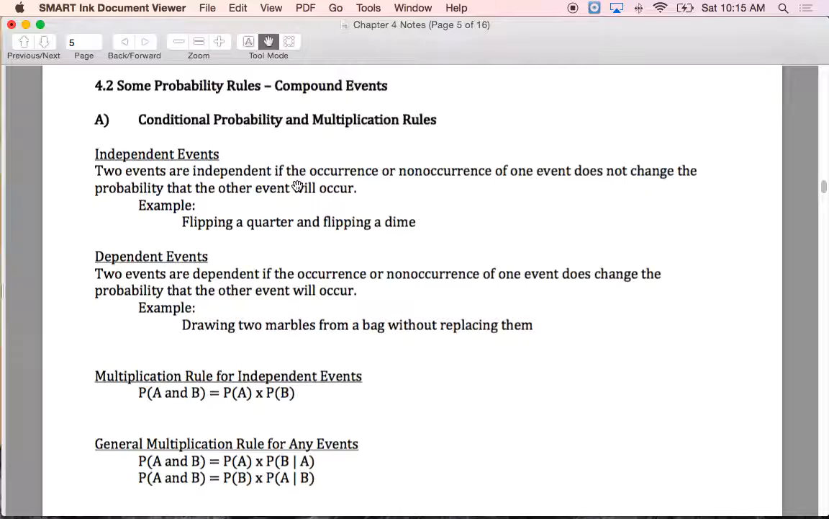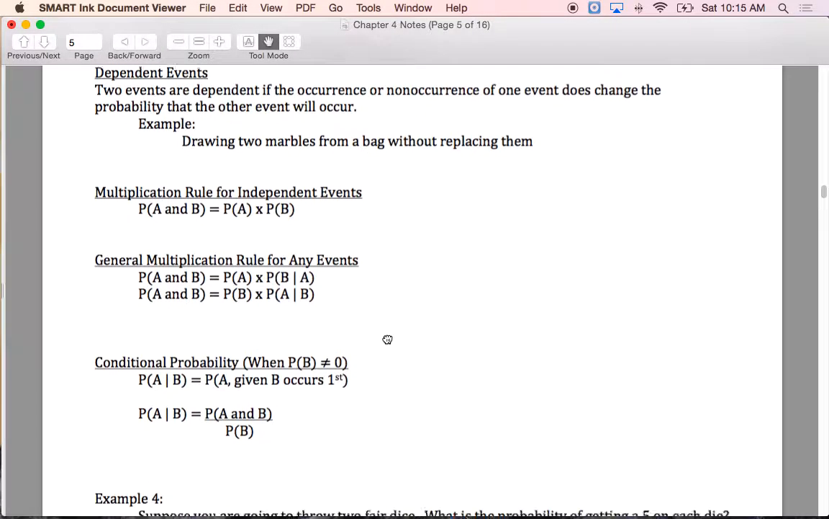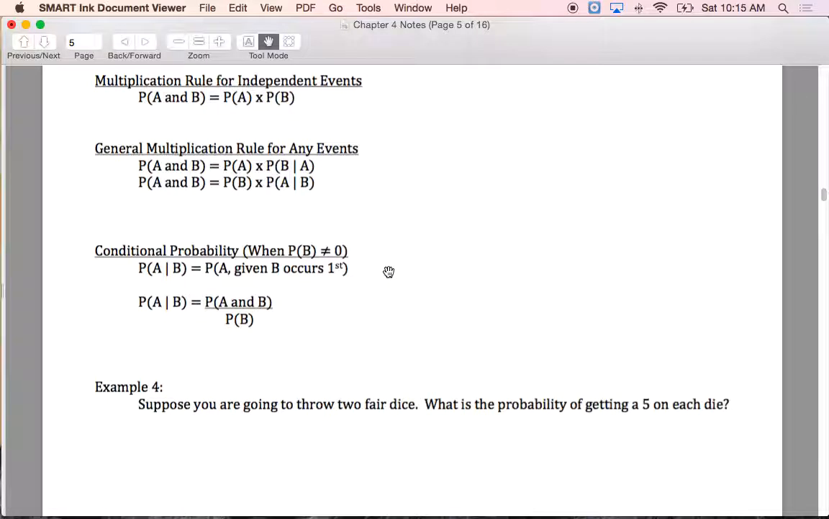Now we've got multiplication rules. We go through these. If you know that two groups are independent, you're just going to multiply their two probabilities. If you don't know the two groups are independent, we have to multiply still, but this time we're going to be using the conditional probability also.